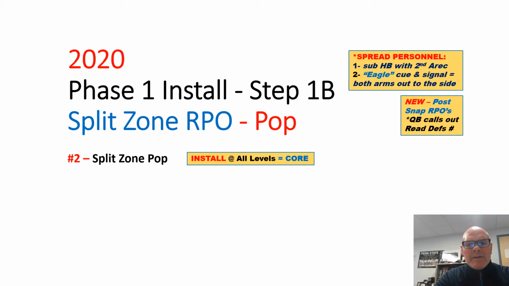Want to talk about Phase 1 install, but Step 1B, how we take Split Zone RPO and now add a pop route concept. This is a second level read key. We're going to read a weak outside linebacker, and then we're going to post-snap read this. So again, I would install this at all levels. It's the next progression because we'll be able to use this second level read key with all the different phases, all the different schemes as we progress through the install.